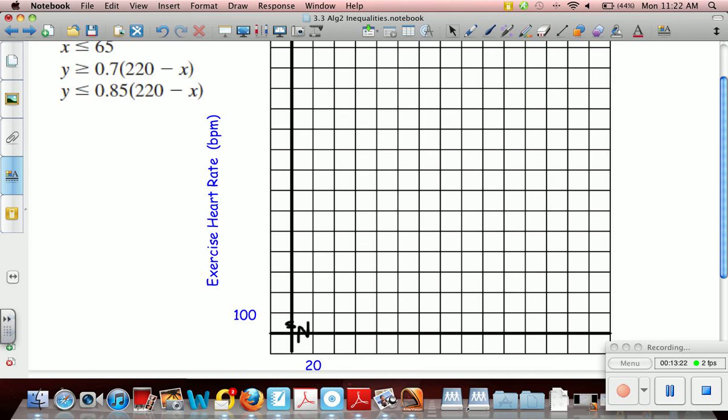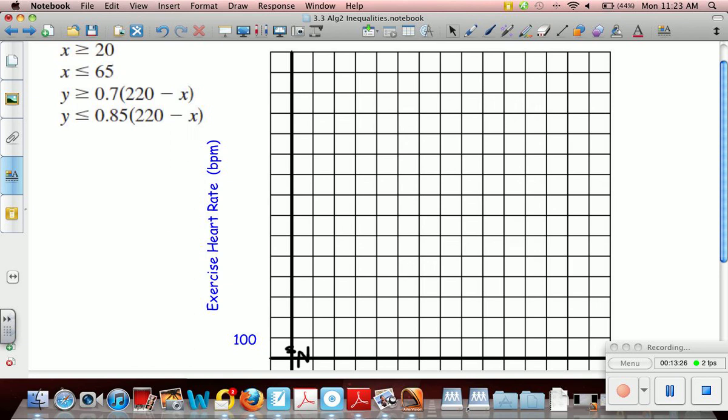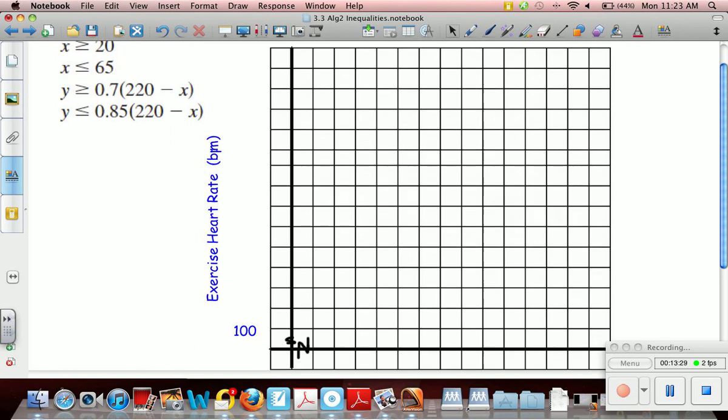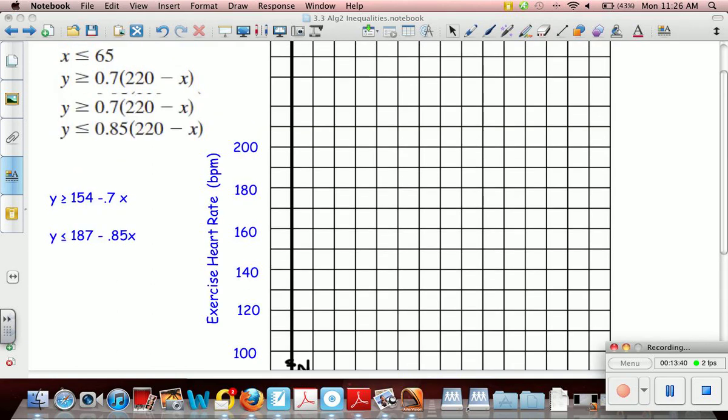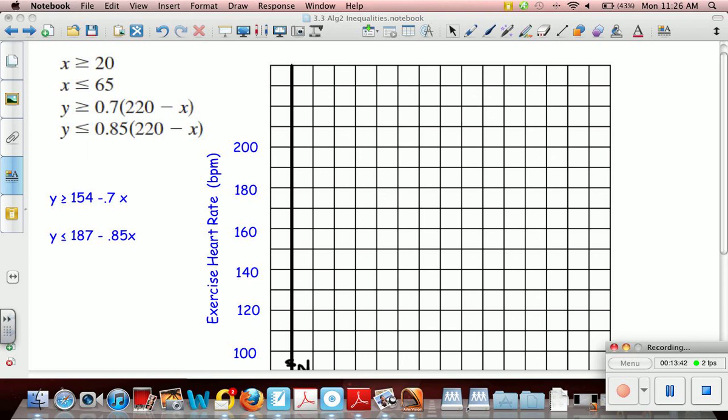And what I did over here, it's easy to find the x is greater than 20 and less than 65. And I went by a scale of 20. So 20, 30, 40, whatever, all the way up to 220. Okay, so what I did first was distribute the 2 bottom equations and simplified it, so I got y is greater than or equal to 154 minus 0.7x. And the other one, y is less than or equal to 187 minus 0.85x.